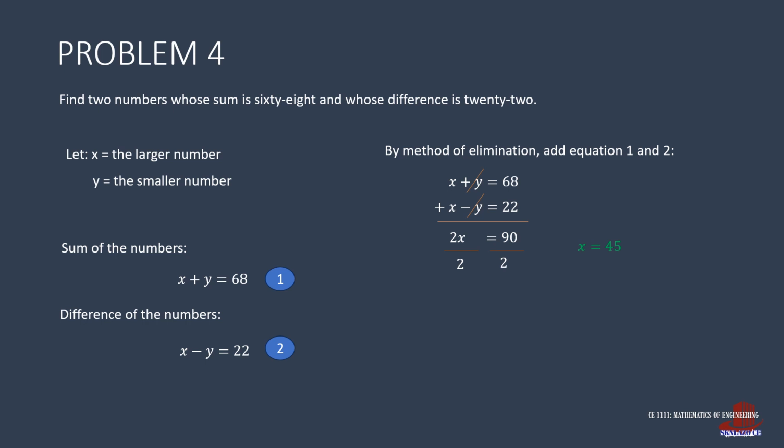With x already known, y is solved by plugging x into equation 2. That's 45 minus y as 22. Transpose 22 and negative y, making the equation 45 minus 22 as y. Simplify the constants and have y as 23.